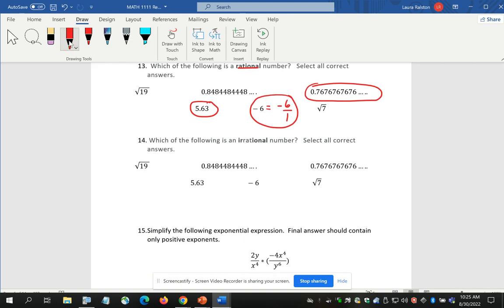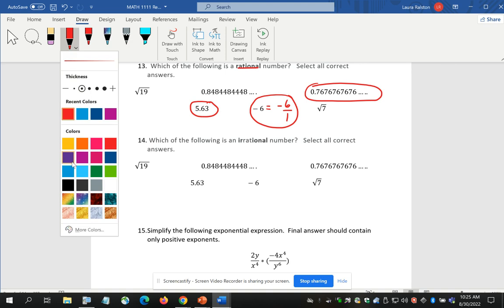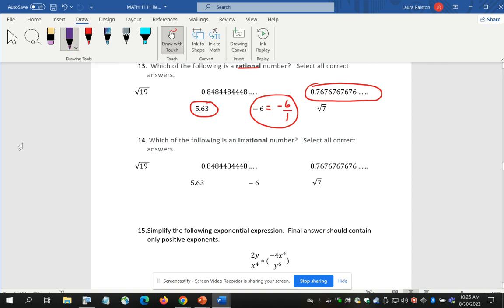Then question 14 kind of flips it and says, okay, what's irrational? Irrational are those, I call them the gloobly glops. They're the big, long decimal numbers that do not repeat, they do not terminate, they just seem to go on forever and ever. So again, if we look at square root of 19 in our calculator, it goes on and on forever and ever, and there's no repeating pattern.